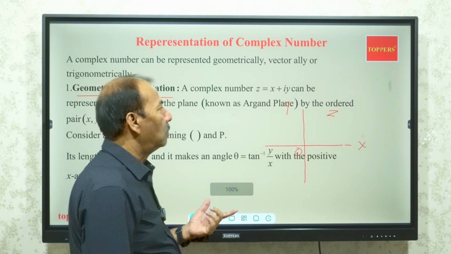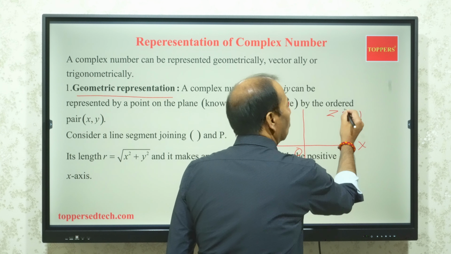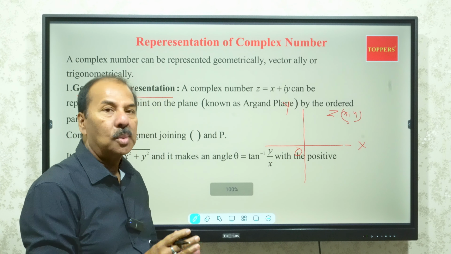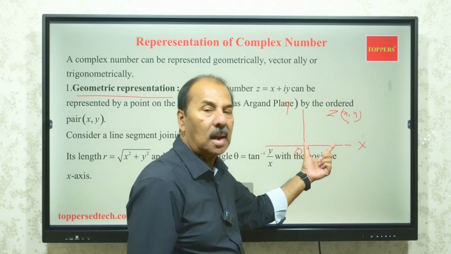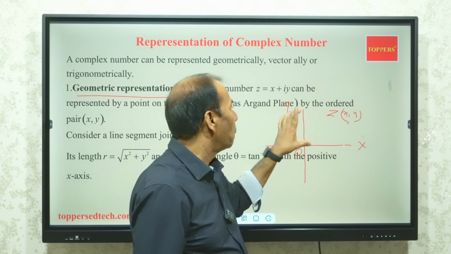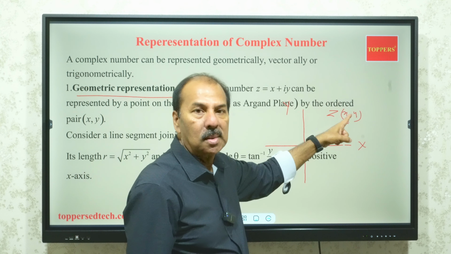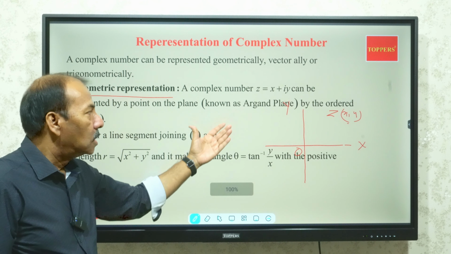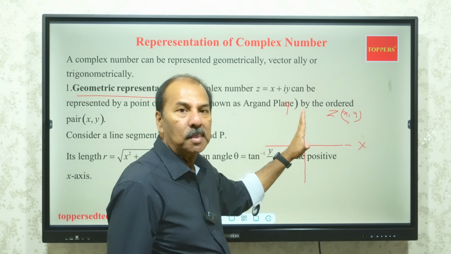The y-axis is considered the imaginary axis. So if we consider this z and its coordinate is, let us say, x, y, it means along the real axis its distance is x, and along the y-axis, that is the imaginary axis, its distance is y. So this becomes your real axis and this becomes the imaginary axis.